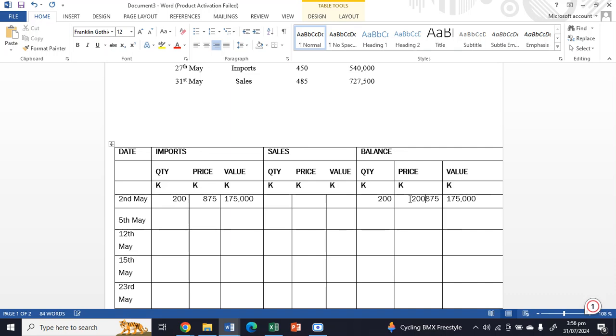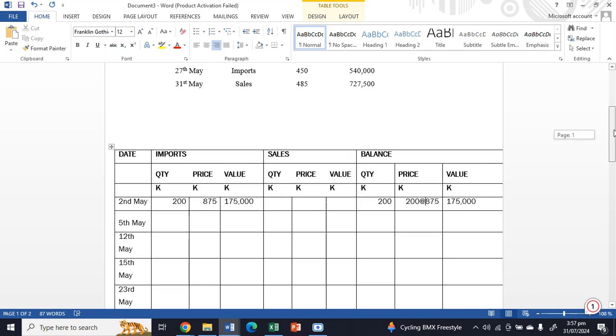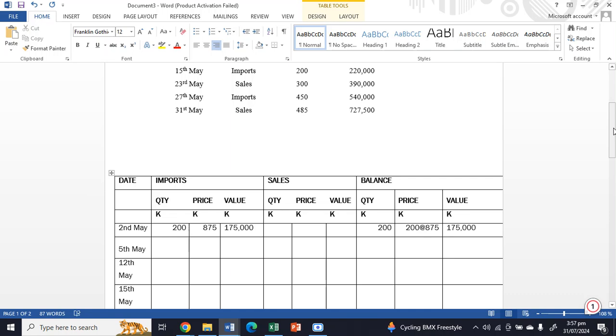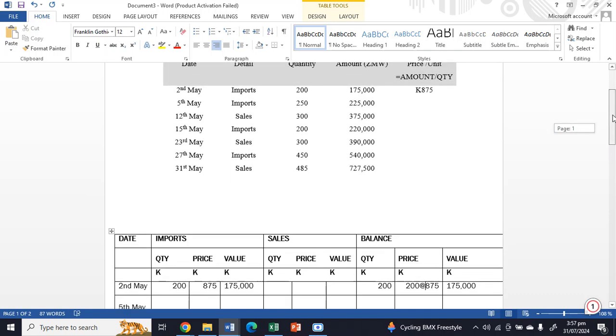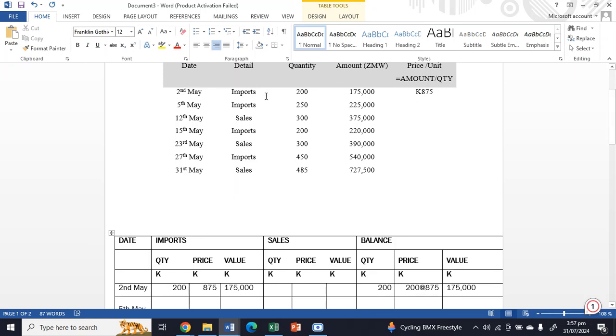So here I'm going to say 200 at 875 kwacha. Okay. So that's for the first transaction on the 2nd of May. We bought 200 goods, and those are the goods we have in our store. We go to our next transaction on the 5th May. We imported another 250 goods. We paid a total of 225,000 kwacha. So we want to find out what was the price of each good. So you say 225,000 divided by 250, you get 900 kwacha.